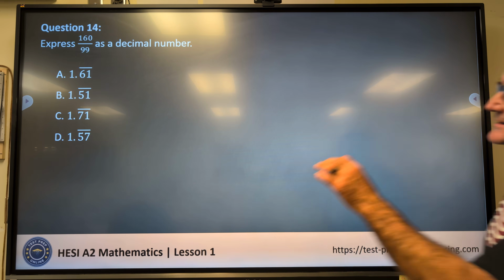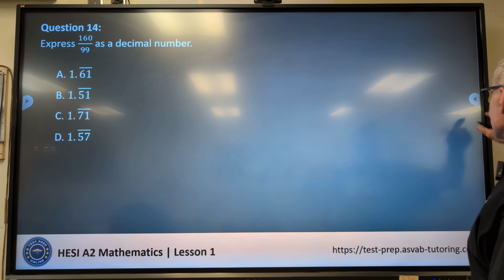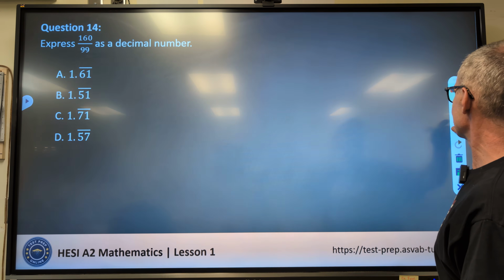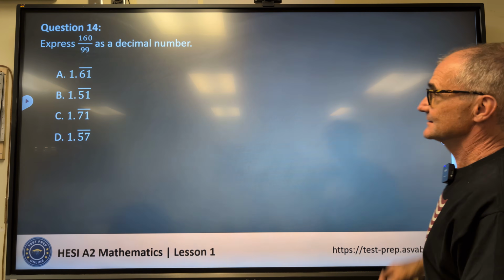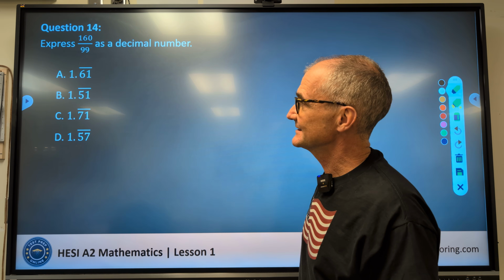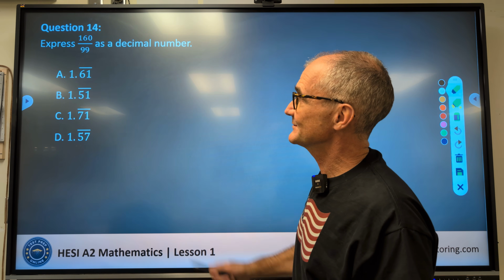Let's express this as a decimal. So what we have here is 160 over 99. I'm thinking, what's going to divide out there? It's not looking too easy. Let's see if there's anything I can eliminate.